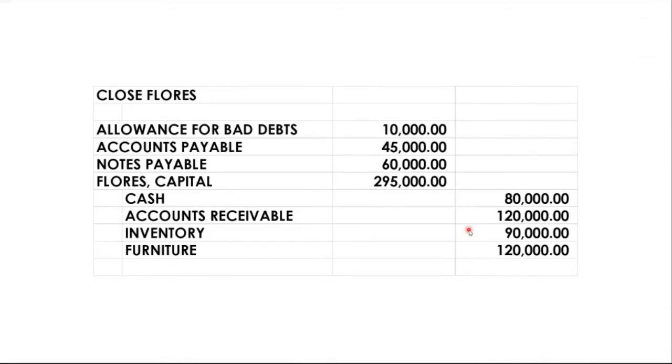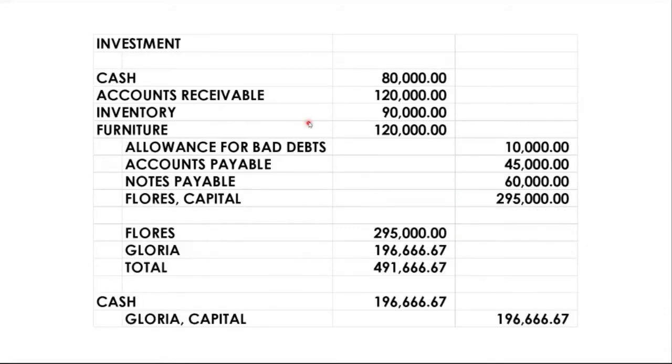Okay? Then finally, we're going to invest. So we will invest the items that were closed in the books of Flores. The net capital is still the same. That's going to be 295,000. Okay. Now, the question is, how much will Gloria invest?